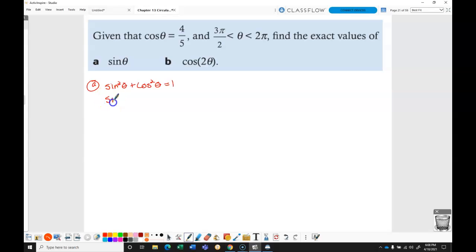So I don't know what the sine is, but the cosine is 4/5. So I'm going to square that, and this is going to get me the sine. So the sine squared plus 16/25 equals 1. I'm going to subtract that from both sides. I believe we get 9/25, and we'll take the square root of both sides.